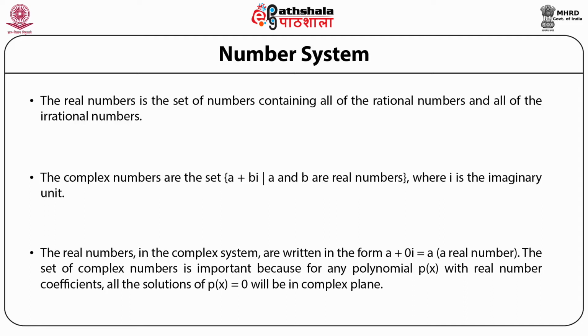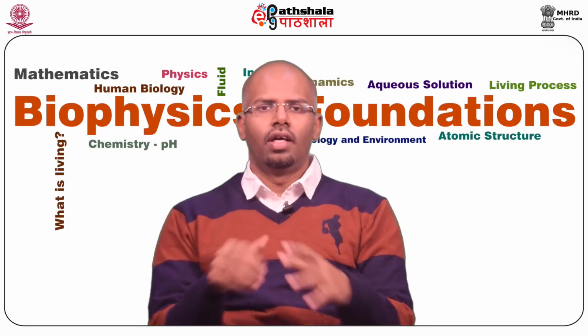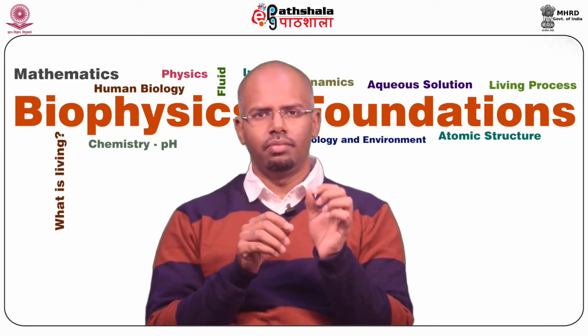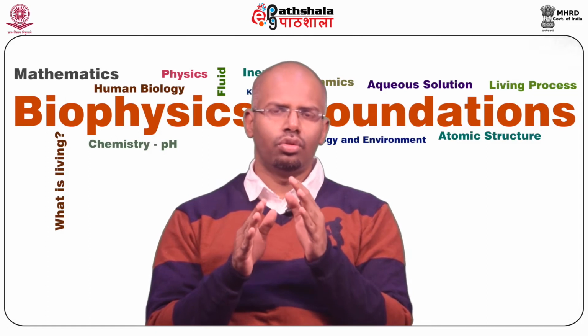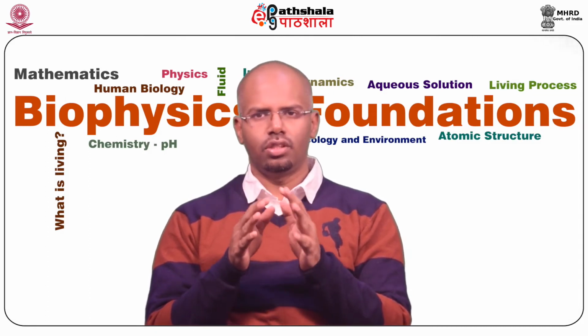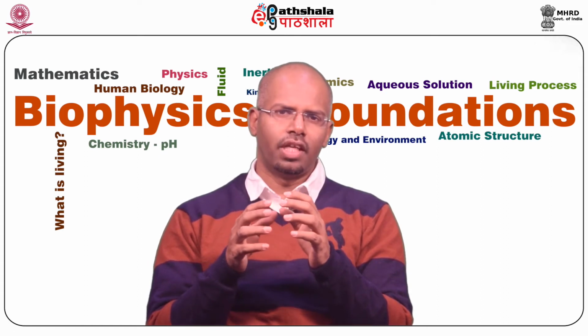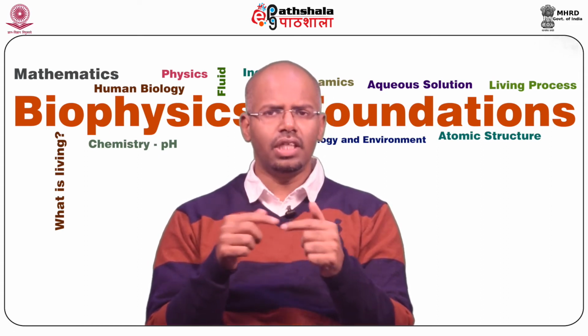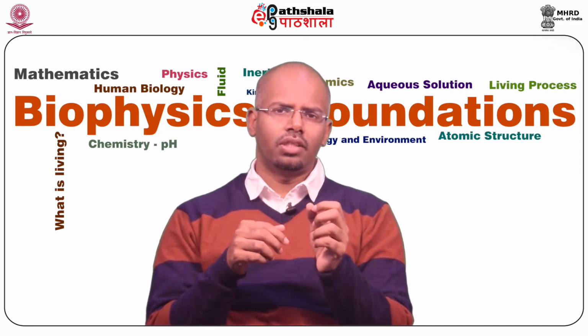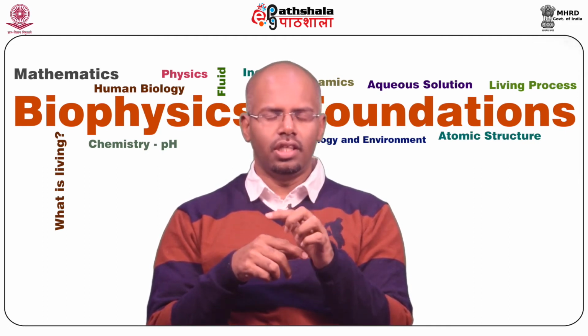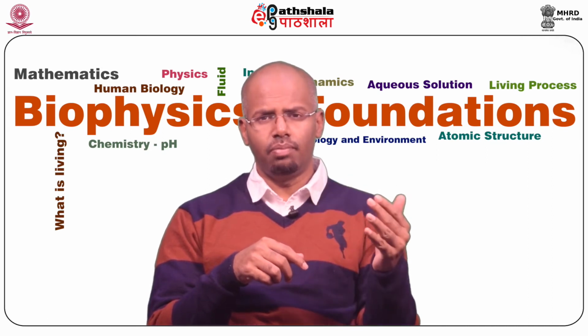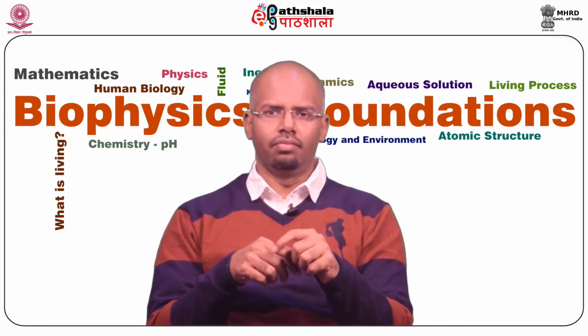The set of complex numbers is important because for any polynomial p of x with real coefficients, all of the solutions of p of x equal to 0 will lie in the complex plane. In the complex number system, we have an imaginary and a real part. Now, these two axes or parts or spaces, however you want to term it, are completely different, but they are interdependent. In the complex number system, imaginary part generally means that it is separated from the real part in terms of space or time.